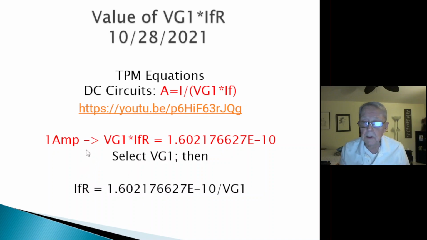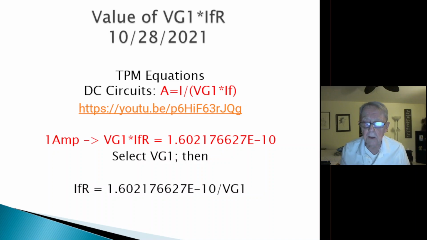Well, the result is, there's a definition of how many coulombs pass a point in the circuit in 1 second if the current is 1 amp. And when I went through this whole process of using this idea, I found out that the value of VG1 times IfR equaled this number. What I did was I selected VG1, and I adjusted IfR until I got the right answer. What the right answer is is explained in the other video.